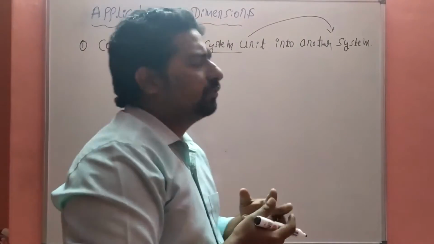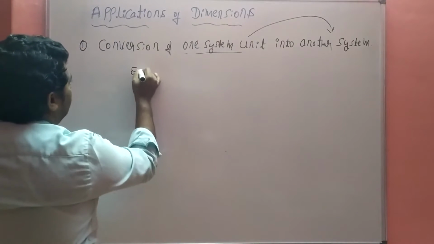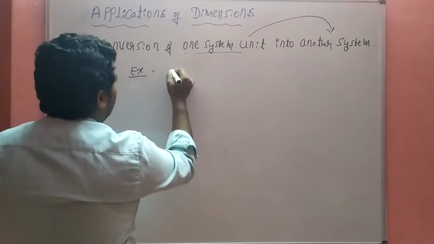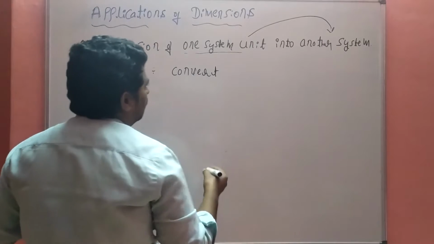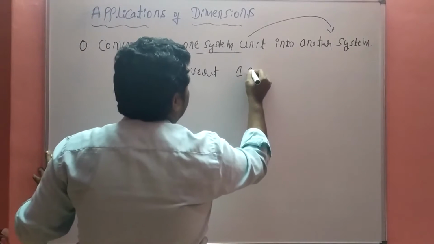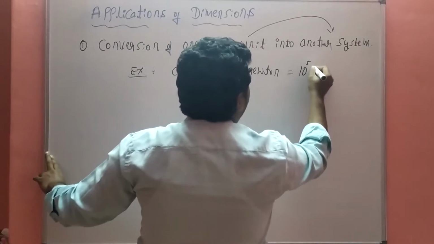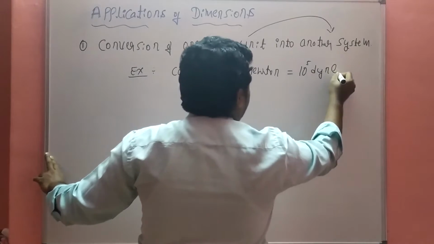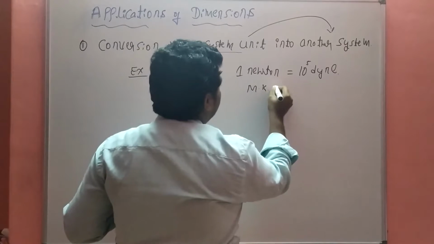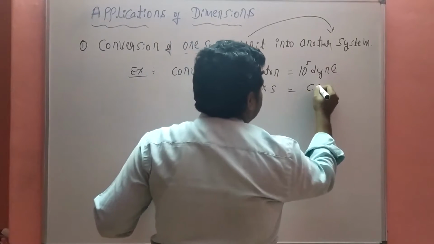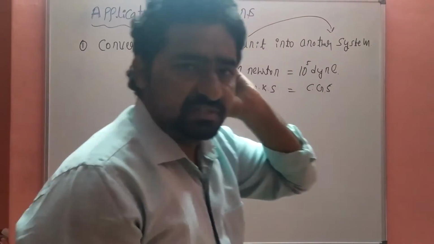conversion of one system of units into another system. For example, convert 1 newton. 1 newton is equal to 10^5 dyne. This is the MKS system, and this is the CGS system. We want to convert the MKS system into the CGS system.